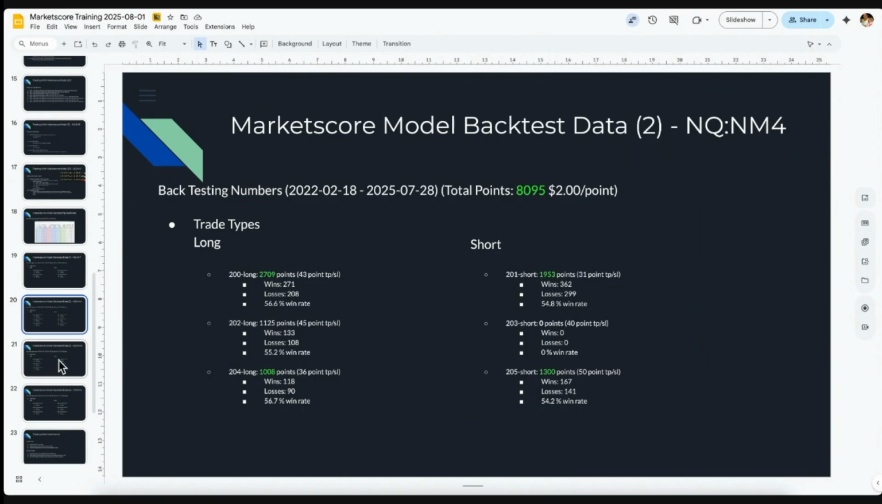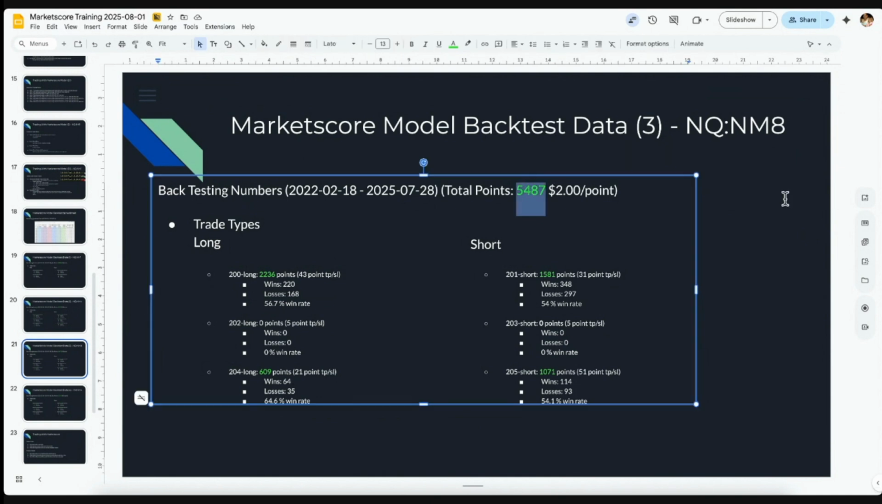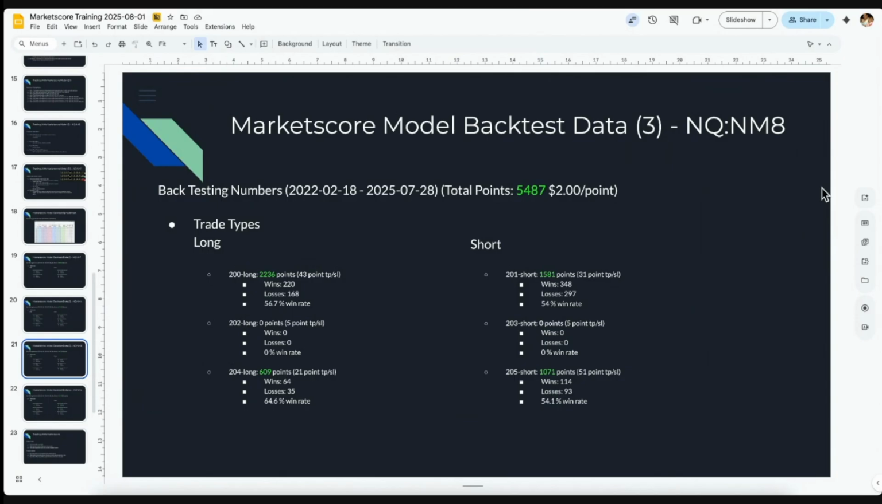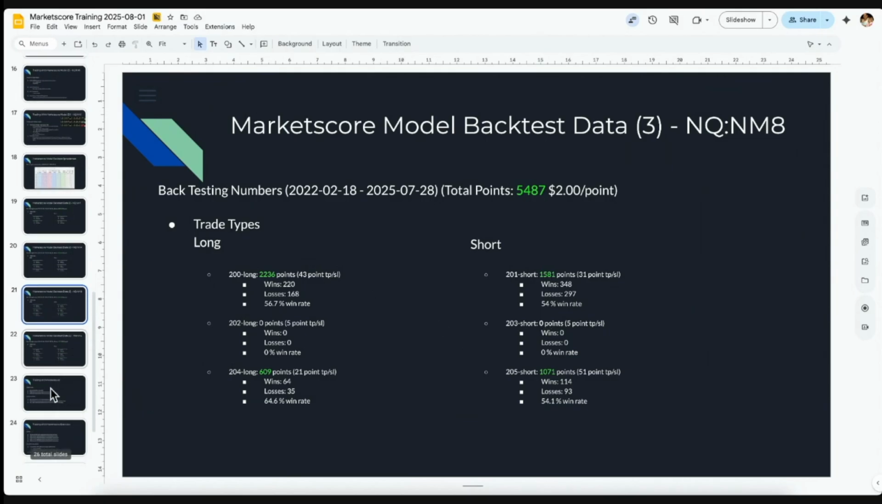Again, I'm not going to do these for all of them. The last two I'm going to do are the NM8 model. This is the NQ NM8. This one makes less, but it also has a smaller drawdown. And this is what allows you to trade more contracts over the same period. Again, the 202 and 203 do not work as well. I haven't found a way to optimize them to make them work better. It may change in the future, but for now, I'm just going to leave it as is. It provides the data that I need and the lower drawdown, which is what I was headed for anyway.